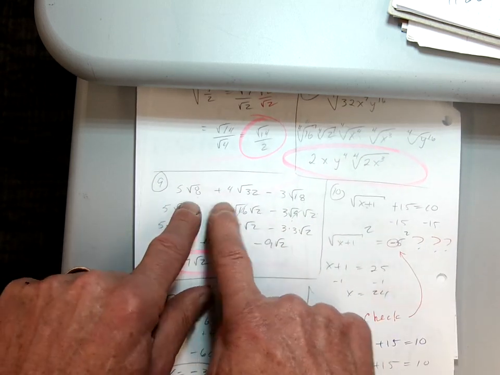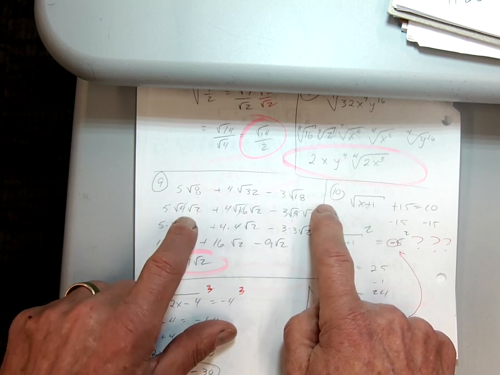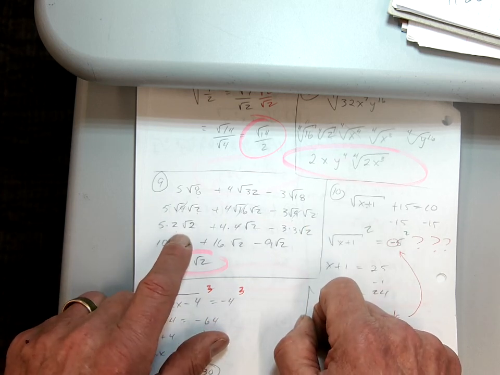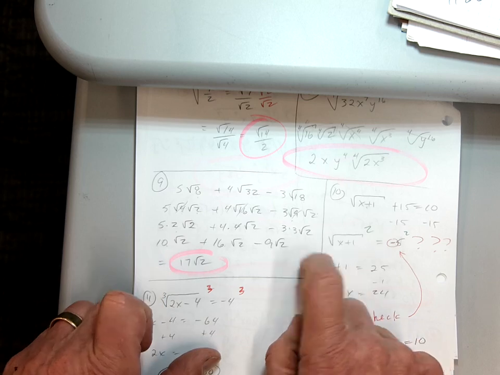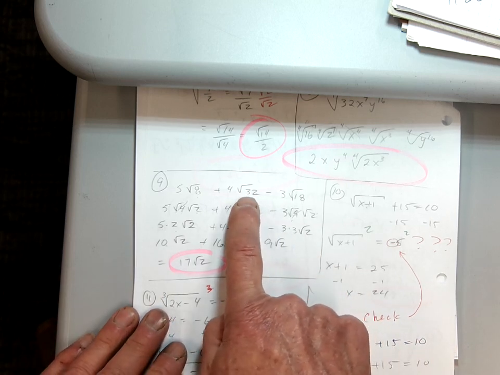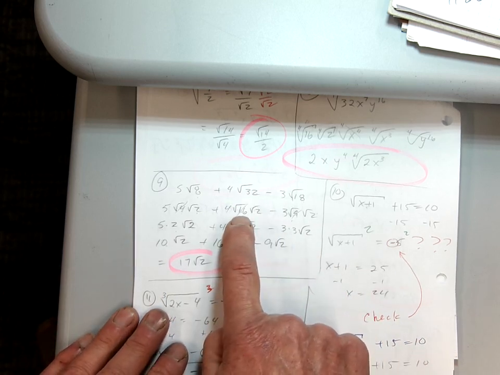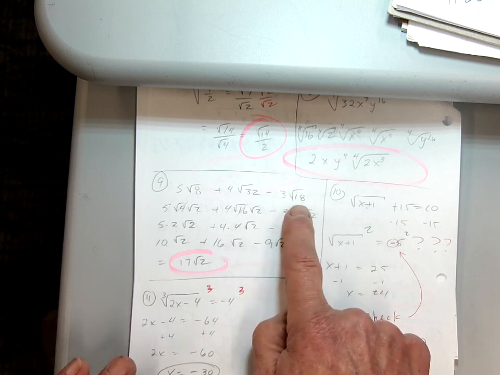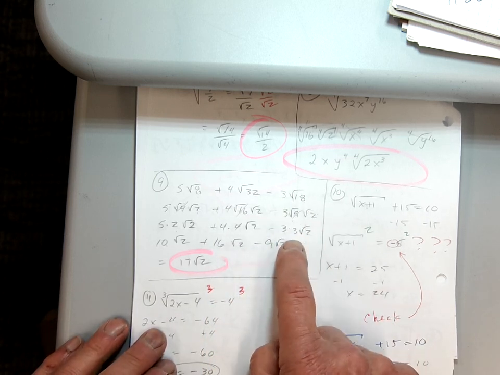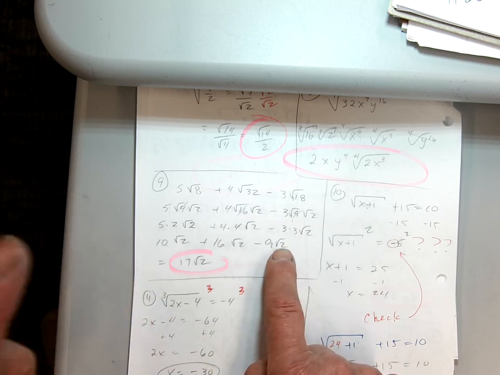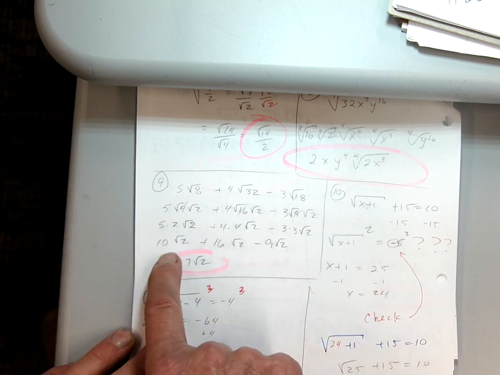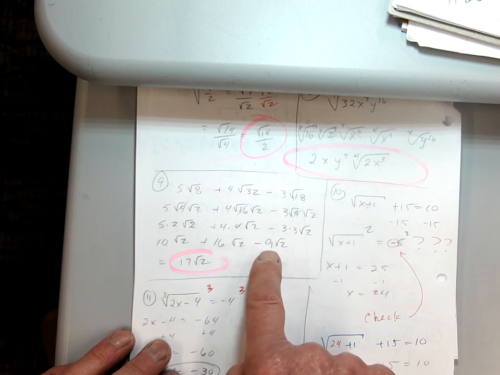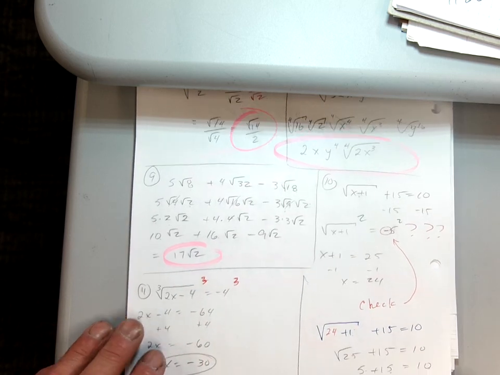9, I can't add any of them until I break them down. I can break down the 8 into 4 and 2, which eventually gives me 10 square root of 2. I can't do anything with 32, but I can break it down into 16 and 2, which makes a 16 square root of 2. Can't do anything with the 18 until I break it down into 9 and 2, which becomes a 9 square root of 2. Then I can add them. 10 square root of 2 plus 16 square root of 2 minus 9 square root of 2 gives me a 17 square root of 2, okay?